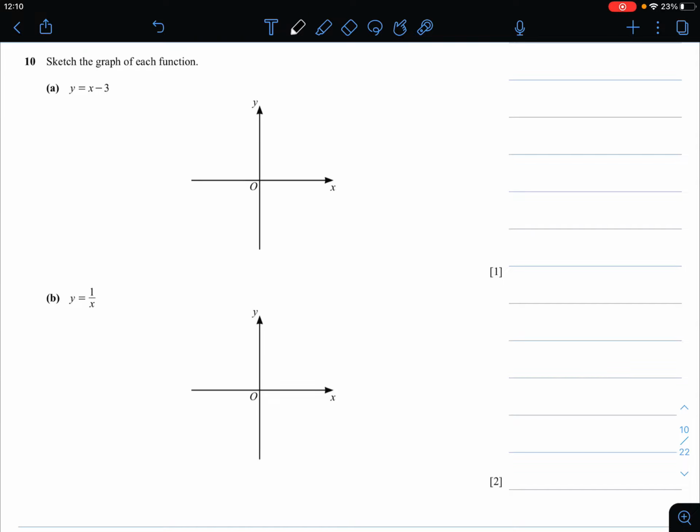Welcome to ANS Solver question 10. So they are asking us to sketch the two graphs of each function.